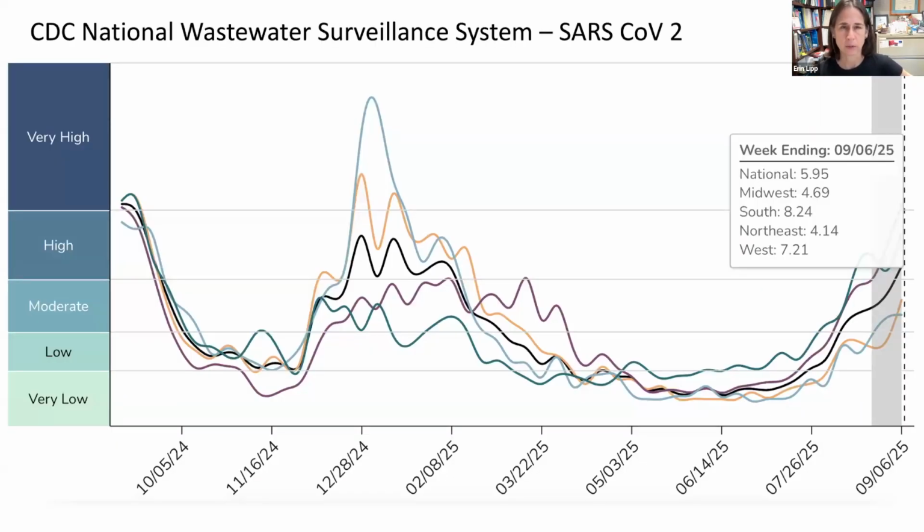This is the CDC National Wastewater Surveillance System dashboard. I just pulled this particular chart. This is for the week ending September 6th, 2025. And this has evolved over time as they've figured out ways to portray data in a way that the general public can use it. So you can see, depending on the height of the line, it may fall into a very low risk category or a very high category. Each of the lines displays a general region. So you can go to the National Wastewater Surveillance System at the CDC and get an idea on a regional basis what's happening in terms of SARS-CoV-2.